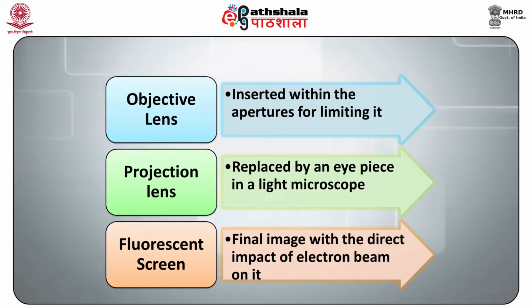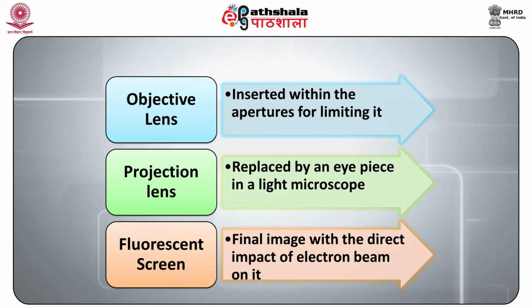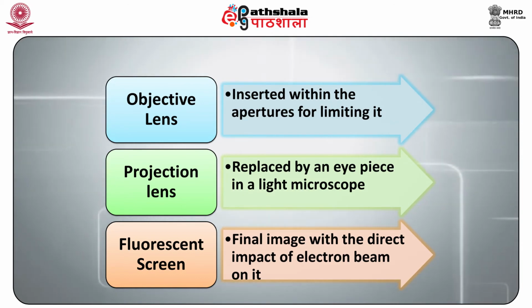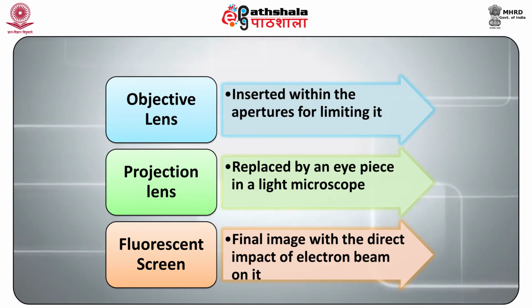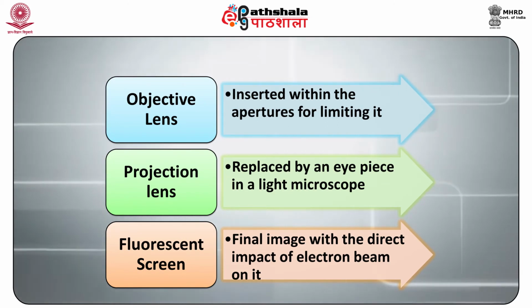Then comes objective lens, an objective lens inserted within the aperture for limiting it. Another part is projection lens. This is the lens which has been replaced by an eyepiece in a light microscope. Then is fluorescent screen. The fluorescent screen shows the final image with the direct impact of electron beam on it. The material used for coating the screen is lead sulfide. Since electrons are unable to penetrate through matter, their path needs to remain evacuated.